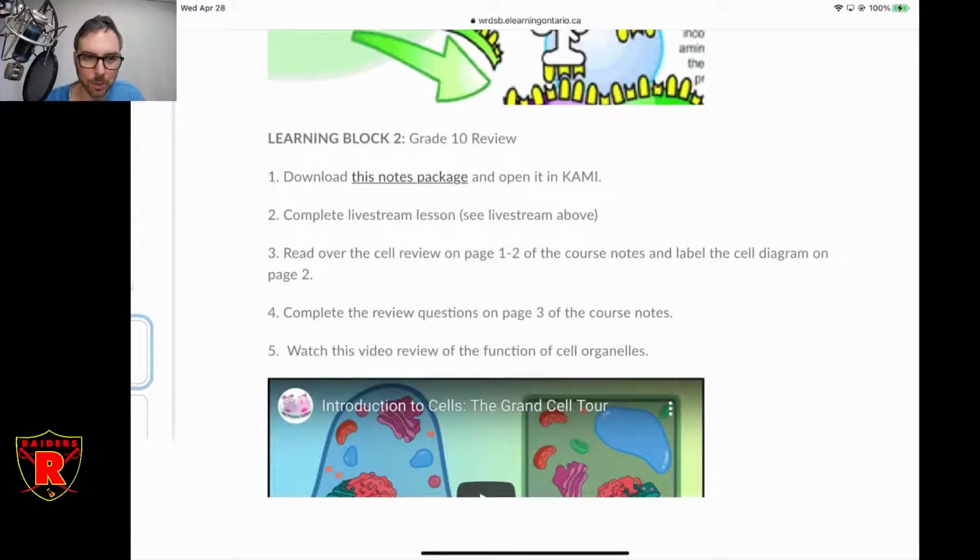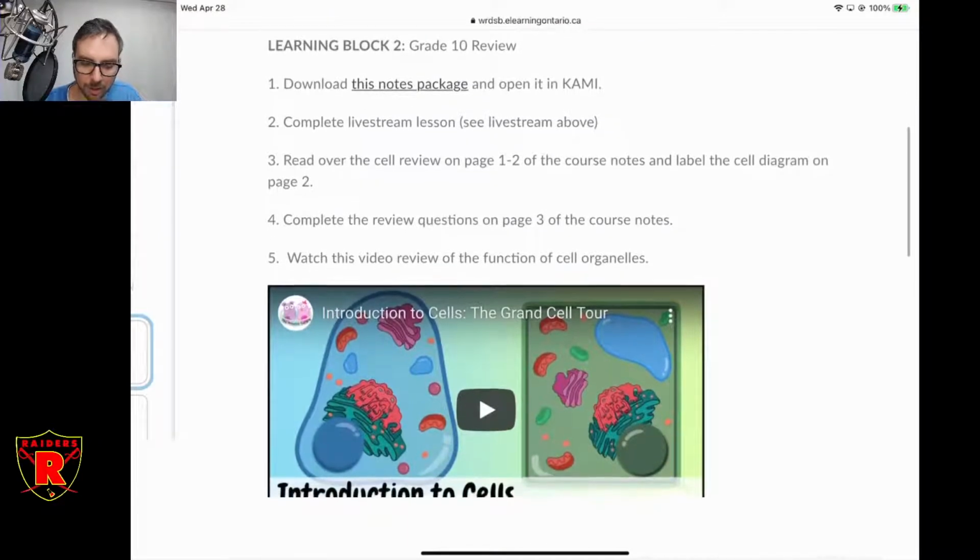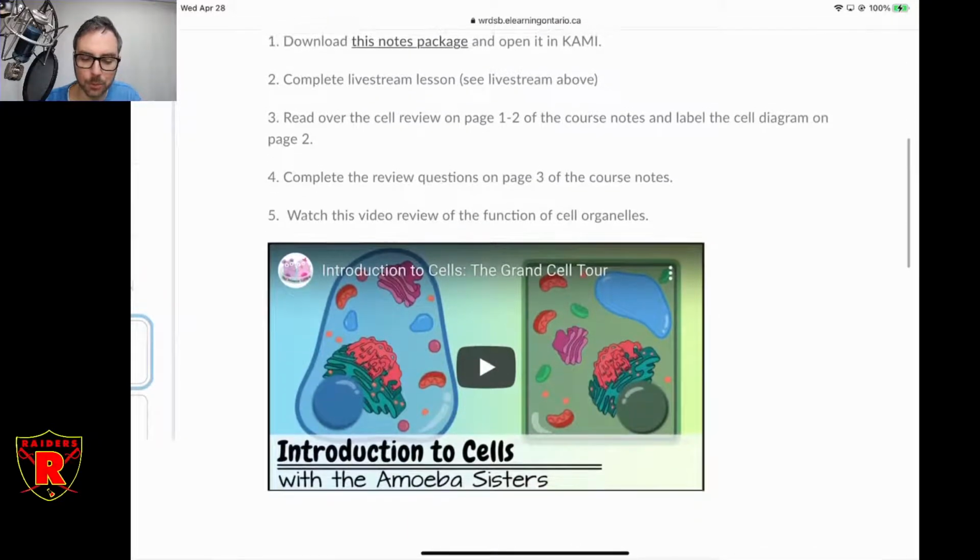So we're gonna start with that. What are the structures in the cell? What do they do? That's a review from grade 10, so I'm going to kind of let you guys do that on your own, but ask questions, obviously, if necessary. Then there are some review questions on page 3. Again, that's review from grade 10.